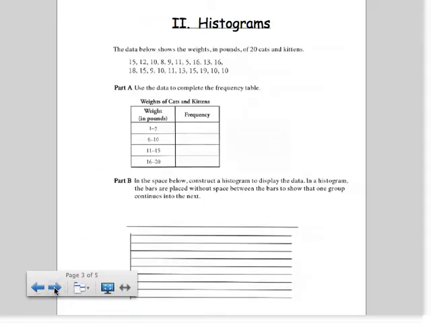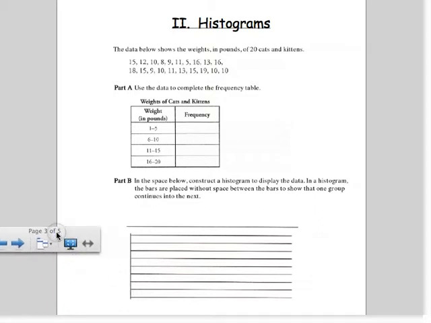Now we're going to look at histograms. I have a set of data here about the weights in pounds of 20 cats and kittens. So I see all these weights. The very first thing I want to do is use this to create a frequency table. It looks like the frequencies it's giving me are by fives: 1 to 5, 6 to 10, 11 to 15, and 16 to 20. I need to group them and figure out how many cats or kittens are in each group. I'm going to do that just by counting them off into this group.